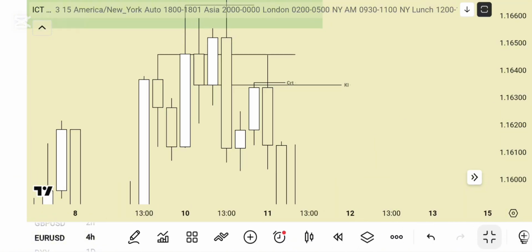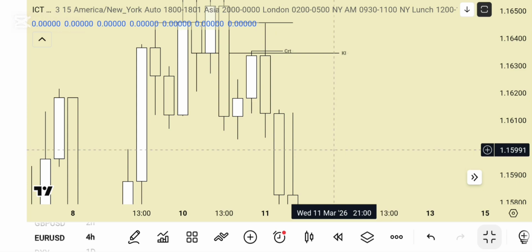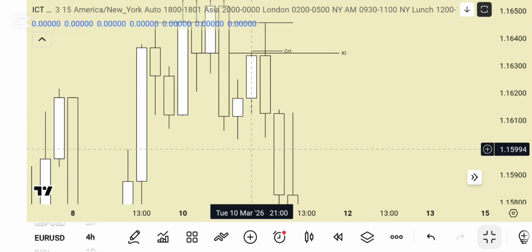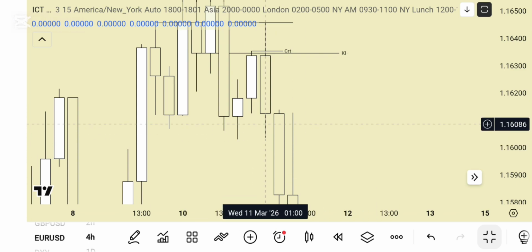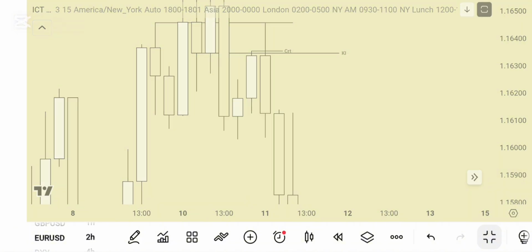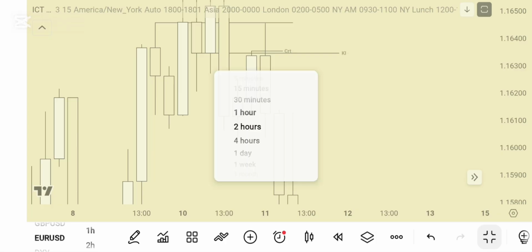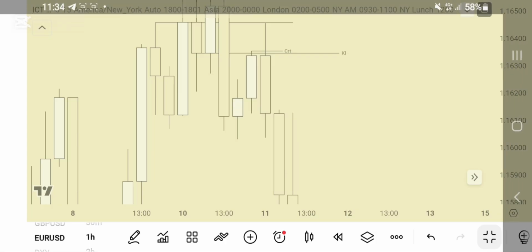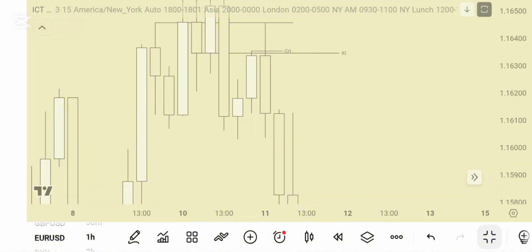All right. Was it at key time? Yes, key time. 1 a.m. gave us the CRT. Was it at key time? 3 a.m. micro? Absolutely yes. Let's use the 1 hour to make it easier for us. I got stopped out here due to double manipulation, right? I actually got stopped out.